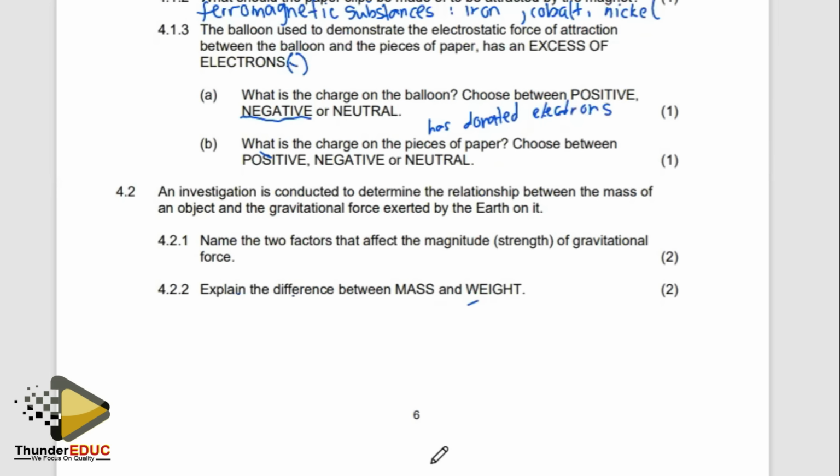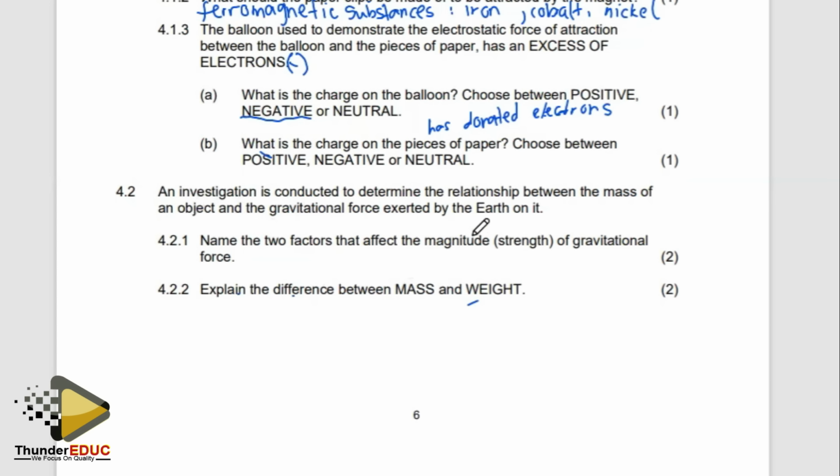4.2. An investigation is conducted to determine the relationship between the mass of an object and the gravitational force exerted by the Earth on it. So we are now moving on to gravitational forces. Let's move on to 4.21.